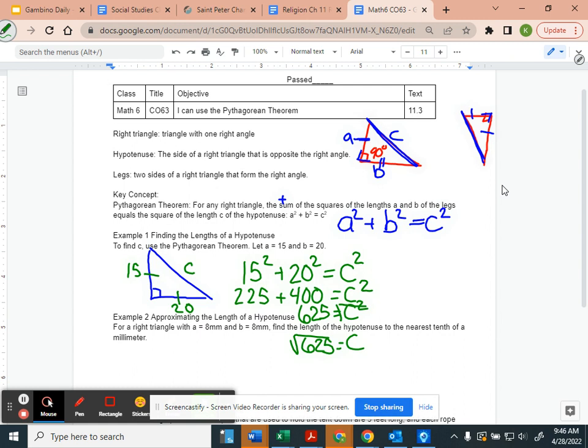What is the square root of 625, Tristan? 25. Just 25. So on your calculator, if you do your square root symbol and then do 625 and hit equal, you will see what the square root is. Because if we do 25 times 25, we get 625.